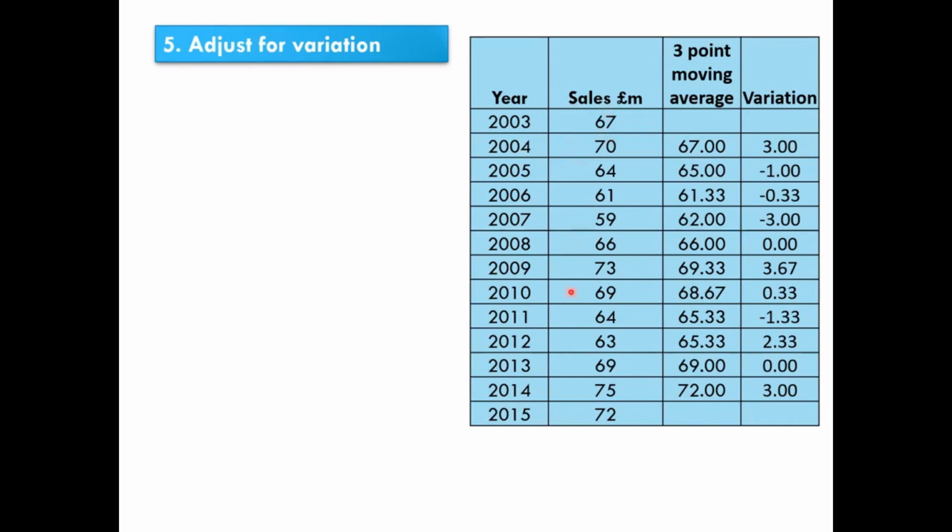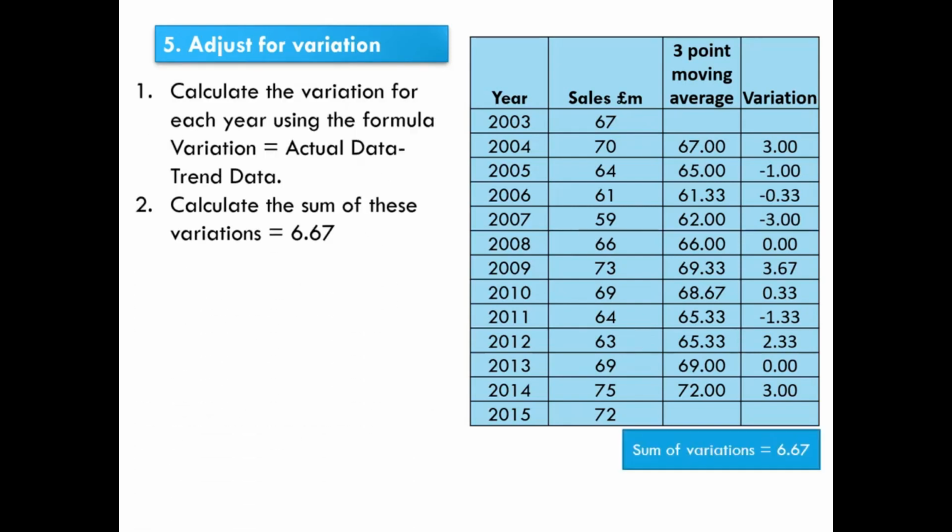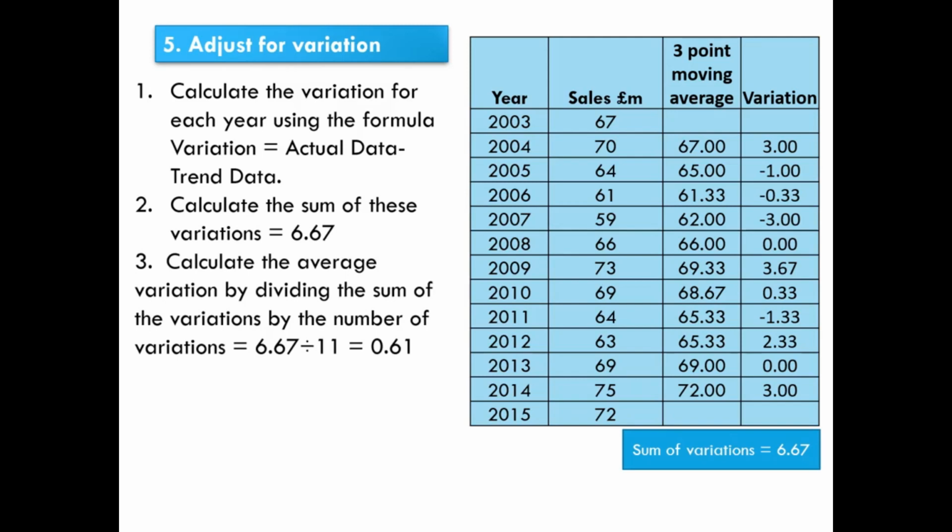Here are my actual sales figures. Here's my 3-point moving average, my kind of smoothed out version. And I can see here there is a variation, there is a difference between the actual sales figure and the 3-point moving average. This gives me a variation. Now if I take the average of all those variances, then I would see that actually on average within a year, our moving average is 0.6 below the actual sales figures.